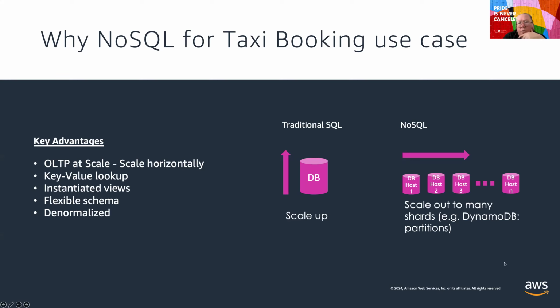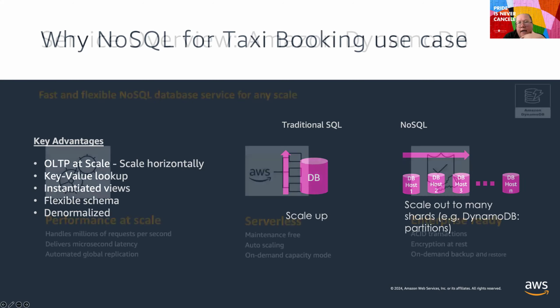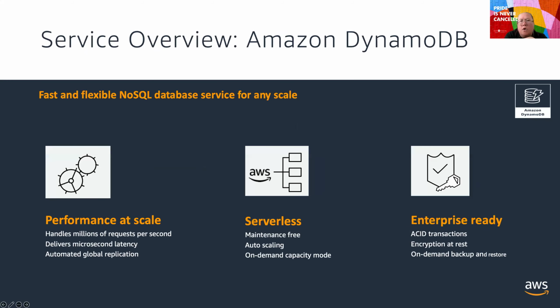So what would be the benefits in this use case? Let's take a service overview. The service overview would mean DynamoDB, the performance side. Millisecond to microsecond latency. If you use DAX, you get microsecond latency. It can handle millions of requests per second, and it provides out-of-the-box microsecond latency.